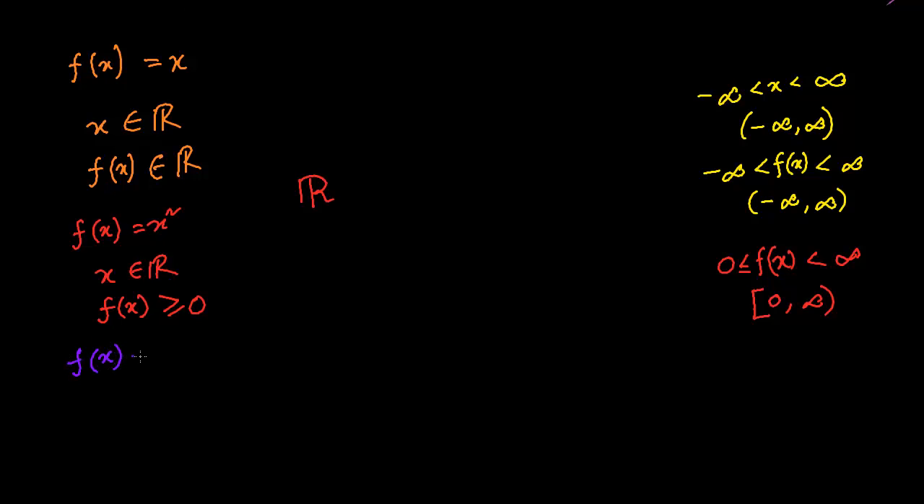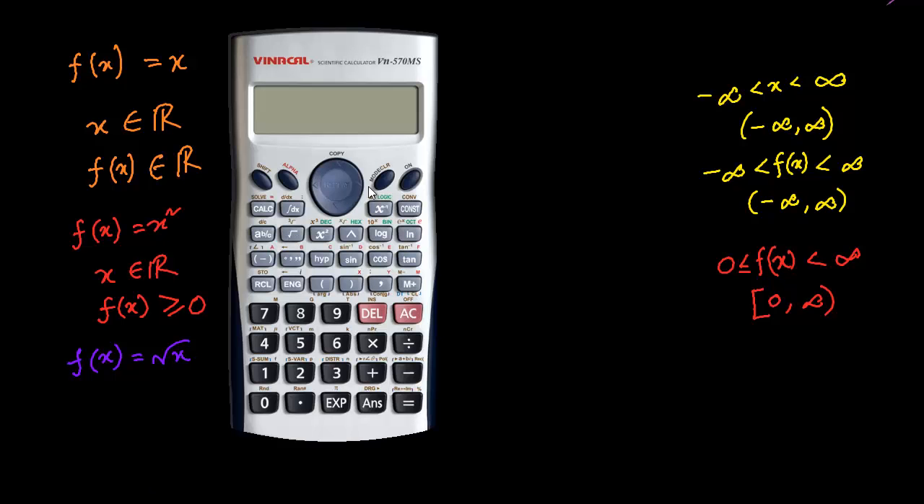Another common function is f(x) equals the square root of x. Now for the square root of x, the domain cannot be any possible value of x. If you put in a negative value, the square root of a negative value is not possible. We cannot calculate this. Let's check. If we have a square root here, the square root of -1 is a math error. We cannot calculate the square root of a negative number.